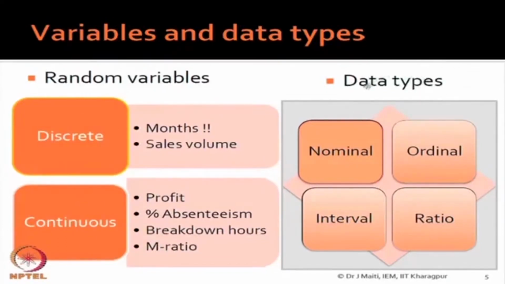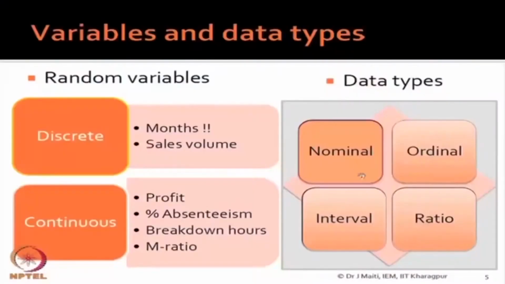Now, your data types. I told you that based on what measurement scale you are using, these data types will be known, meaning the data will have certain properties, because data is nothing but information. How much information is available in the data? Getting me? So, it all depends on what scale you have used to measure this data. So, based on that, there are 4 types of data: nominal data, ordinal data, interval data and ratio data.